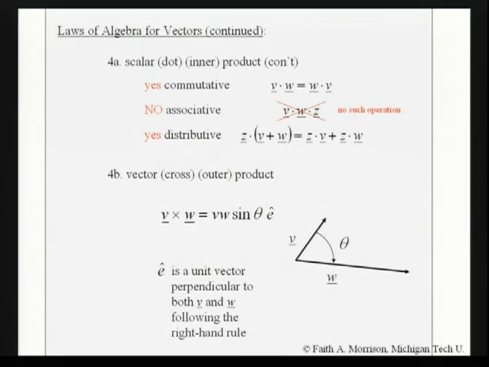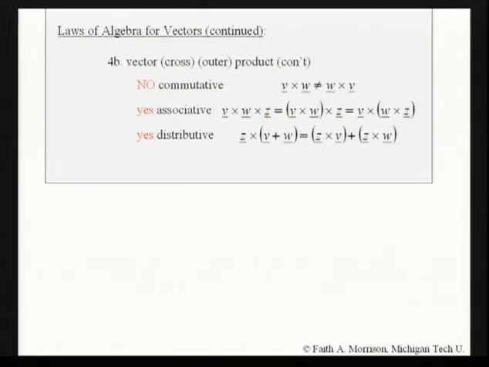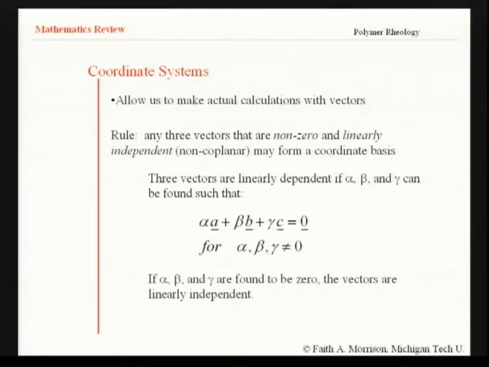The vector cross product we won't use very much, but it will show up once or twice later on. Magnitude of the first, magnitude of the second, sine of the angle between them. And we have to use the right-hand rule to find the direction of the vector that results. The result of a cross product is a vector perpendicular to the first two. In the case of the vector cross product, there's no associative law and no commutative law, but there is the distributive law. Okay, so no commutative law, just as a reminder.